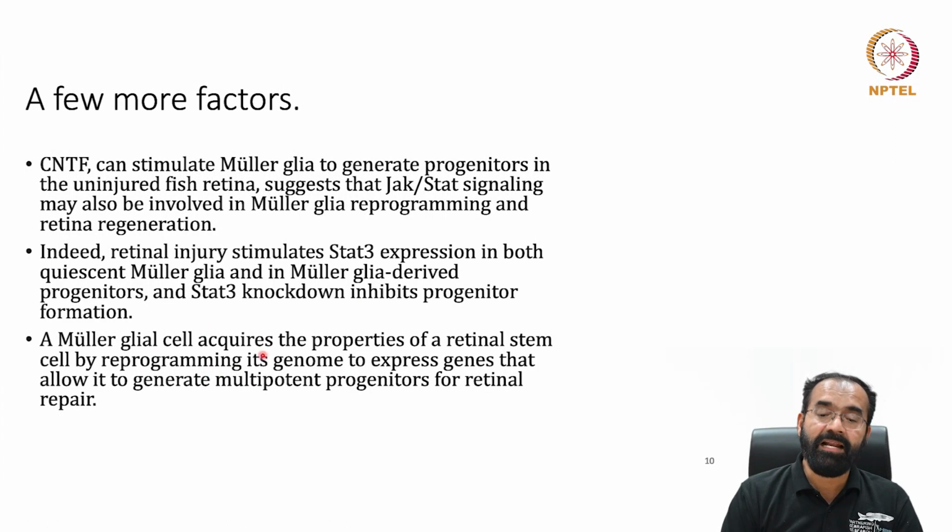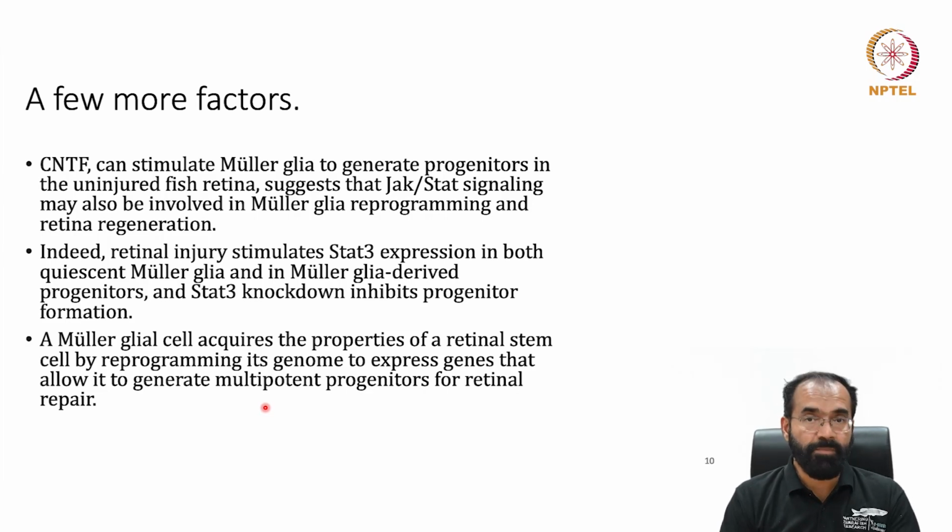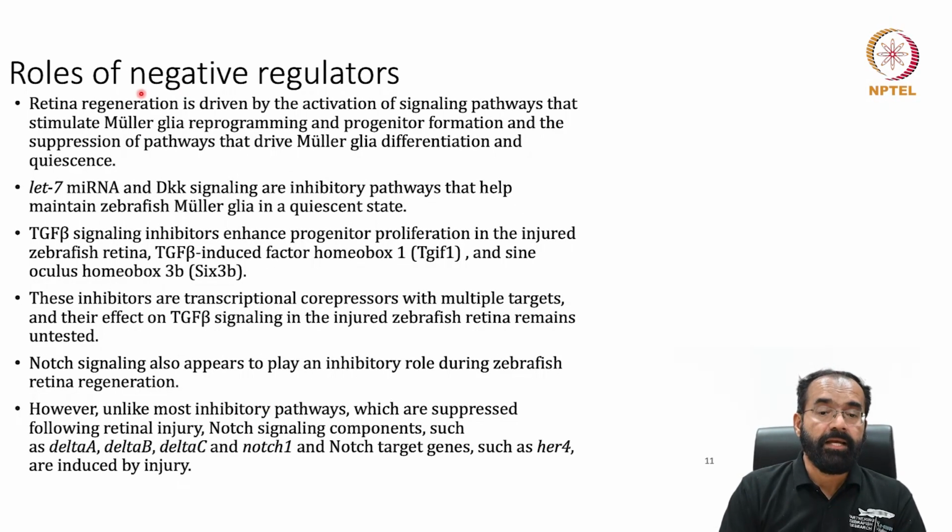A Muller glial cell acquires the properties of the retinal stem cell, usually by the reprogramming of its genome to express genes that allow it to generate multipotent progenitors for the purpose of regeneration of the retina. So gene expression has to underlie before a Muller glia is reprogrammed. And there are many negative regulators also there in the regenerative response. Plenty of negative regulators are there.